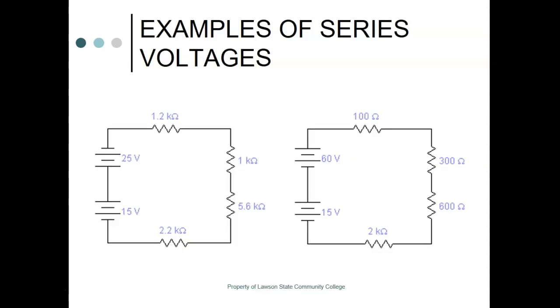So these are some examples of series voltages. Looking at this particular problem, the first problem on the left, I'm going to go ahead and put a number over here. That's number 1. This one is number 2. So for number 1, are those series aiding or series opposing?